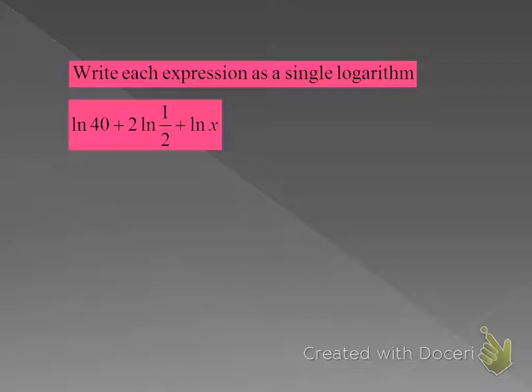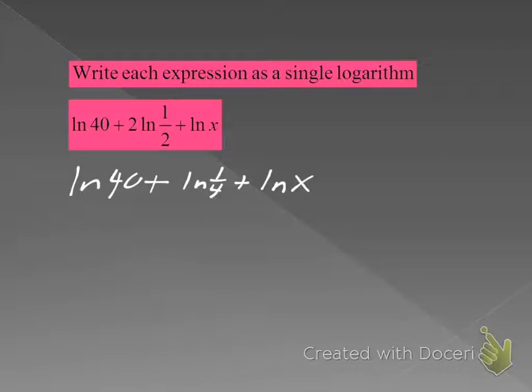Rewriting in single logarithms and expanding into big logarithms. But we're going to do, I have one here for you that I'm going to show you. So basically what you want to do is apply your properties so that way you can combine this all into one expression. So what we're going to do is first take the 2 and move it up, make it an exponent. So we're going to have natural log of 40 plus natural log of 1/2 squared, which ends up being 1/4, plus natural log of x.